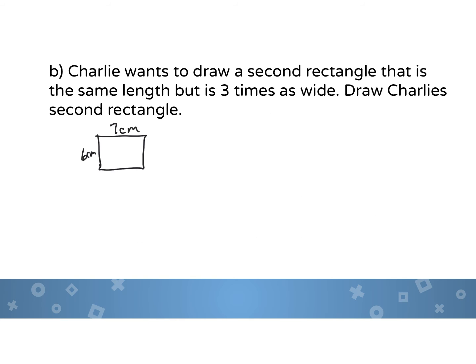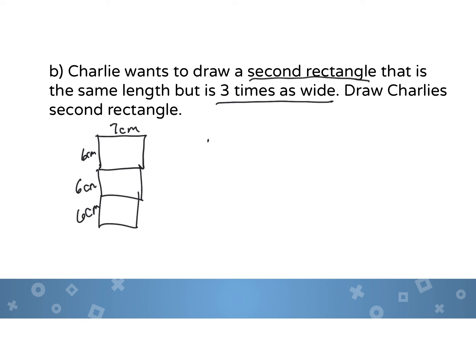From the last problem, it says Charlie wants to draw a second rectangle that is the same length, but it's 3 times as wide. Remember my top one is my length, that's 7 centimeters, but it's 3 times as wide. So I'm going to go 1, 2, 3. I just drew Charlie's second rectangle. And if I could figure this out, 6 centimeters, 6 centimeters.